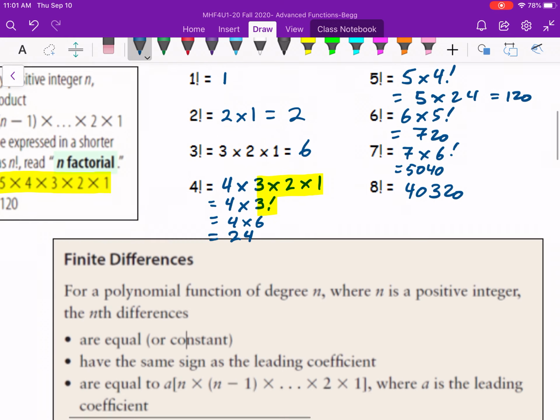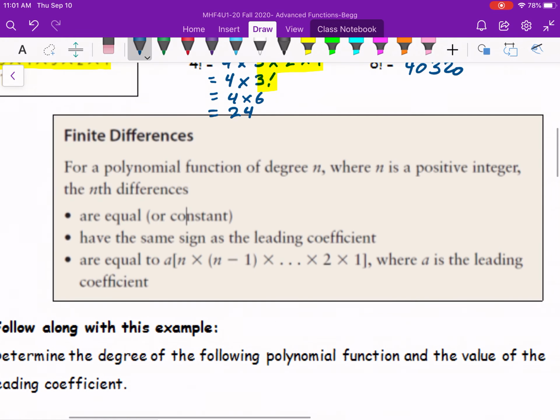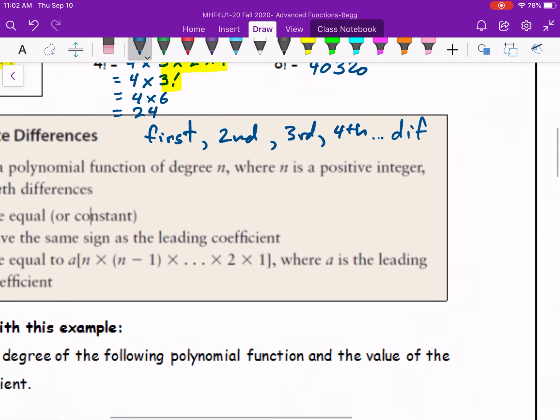So that's the first thing, factorials. The next thing we want to look at is finite differences in terms of polynomials. You know about finite differences. You know about first differences, or second, that's quicker to write it that way, or third, or fourth. Actually, you know about first and second, but there's also third, fourth, fifth, and so on. There can be any number of differences. And that's going to come into play with polynomials as well.